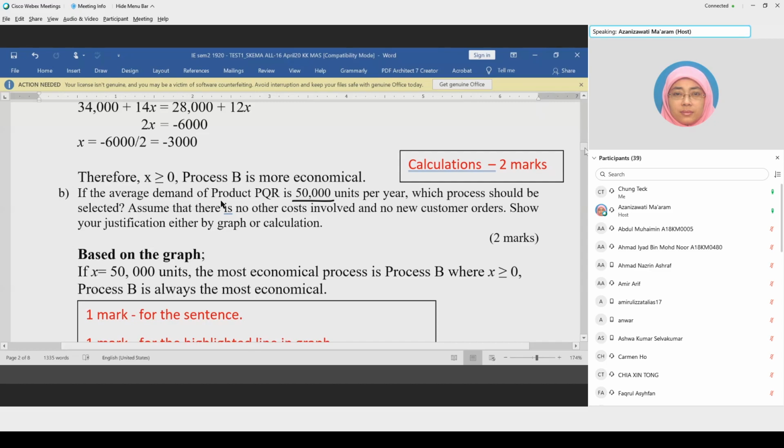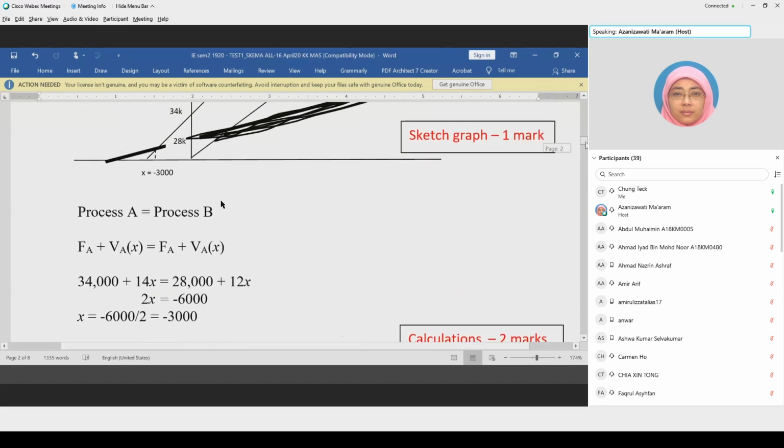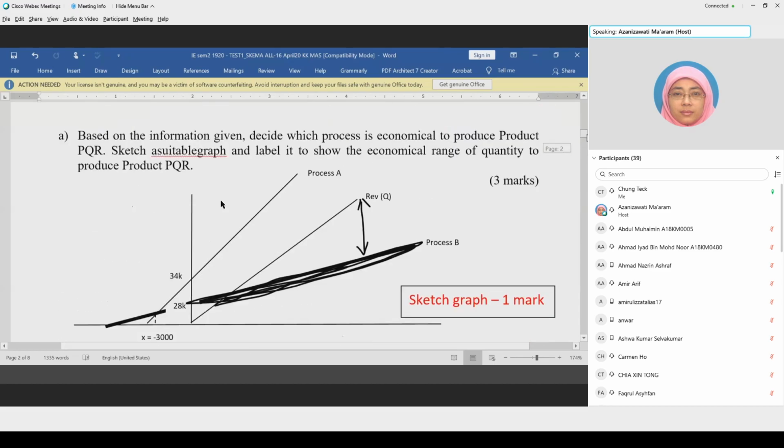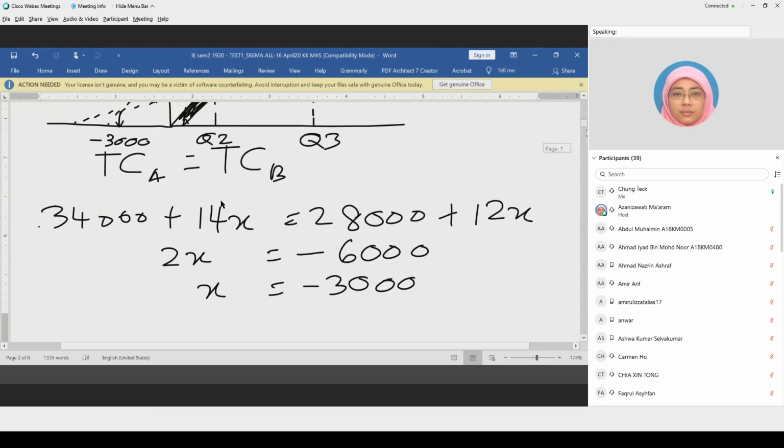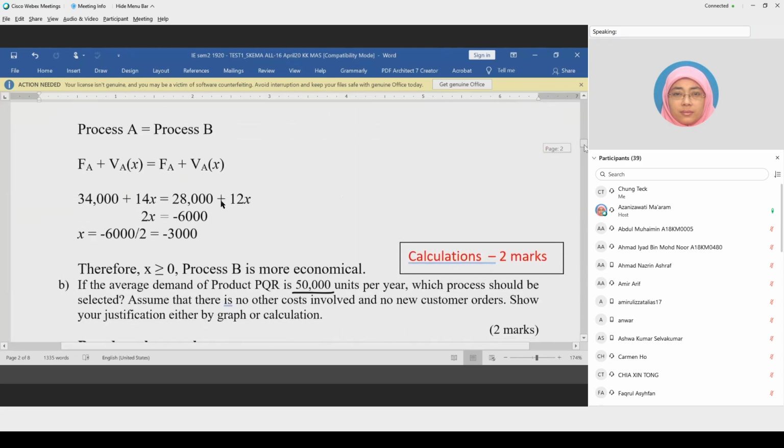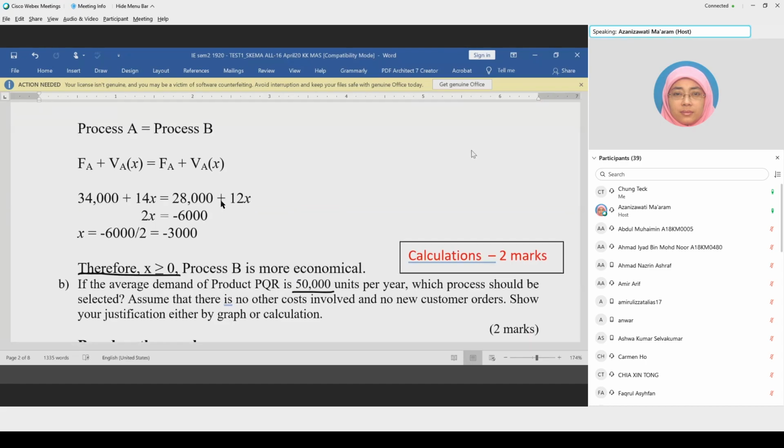Macam mana? Soalan A. Begini. Yelah. Kalau X equal 0, maknanya there is no selling price. There is no selling units.